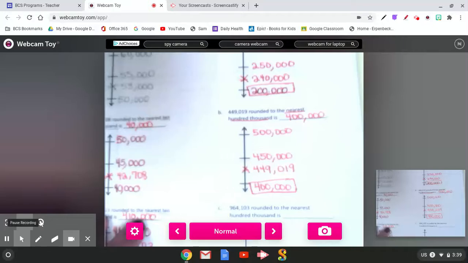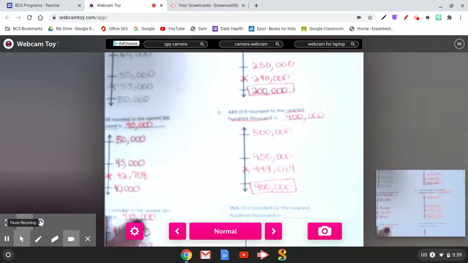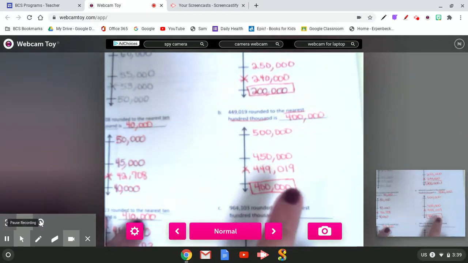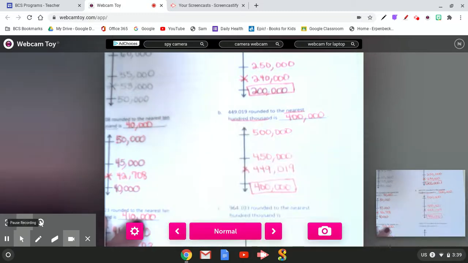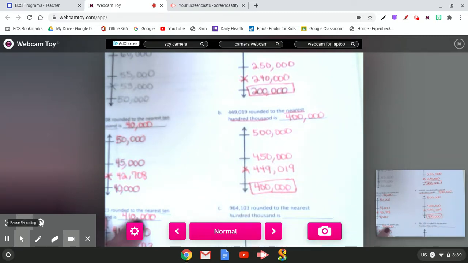449,019 rounds to 400,000. I chose to go ahead and box it in just to help you see more clearly where it falls on the number line and where the ultimate rounding occurs. So 449,019 rounds to 400,000. We can see it falls just below the midline, very close, but still closest to 400,000.